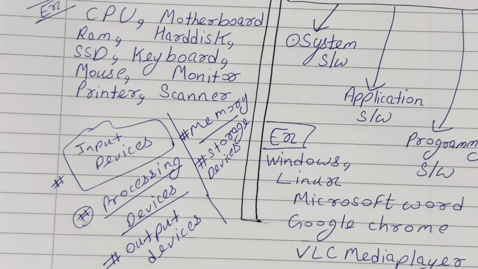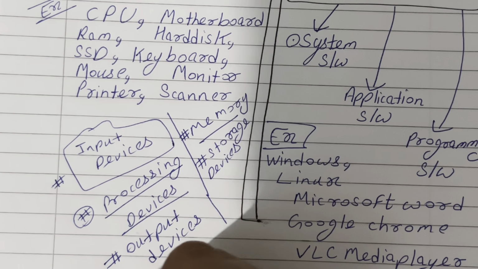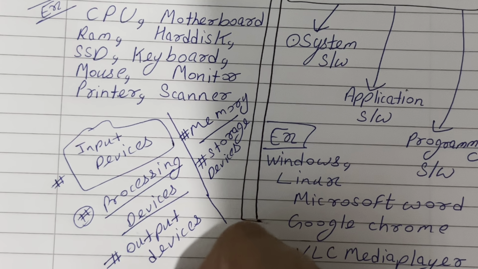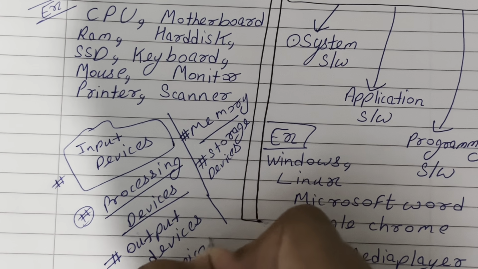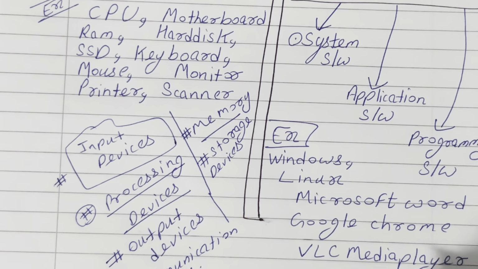And apart from that, we also see communication devices. They are also a sub part of hardware. So you should know communication devices are the hardware components which allow the components and other devices to communicate and exchange data with each other. They are particularly important for networking and internet communication.